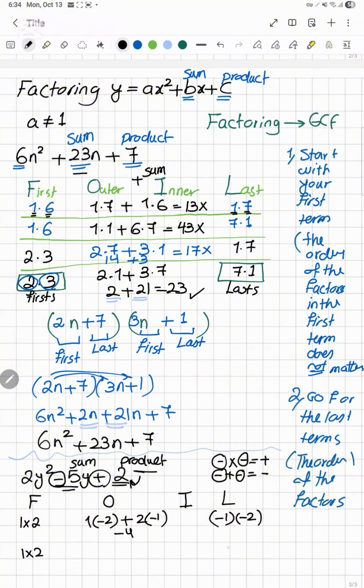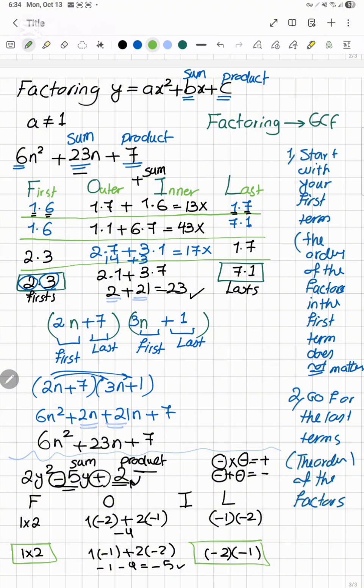I'm going to try 1 times 2 and negative 2 times negative 1. So the outer terms are 1 and negative 1, and the inner terms are 2 and negative 2. Negative 1 minus 4 is negative 5. That's the correct answer. I have found my factors, so I'm going to box it.